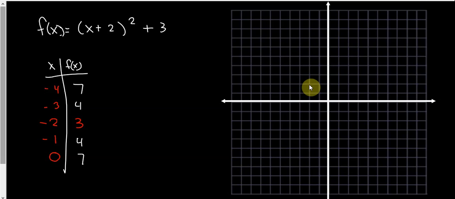-2, up 1, 2, 3. Let's graph the other points. -4, and up 1, 2, 3, 4, 5, 6, 7. -3, up 4. -1, up 4. And 0, 7.